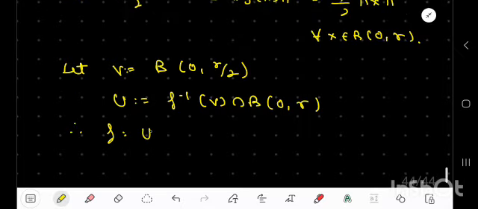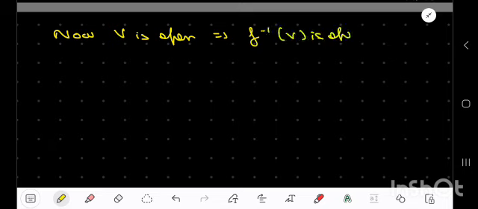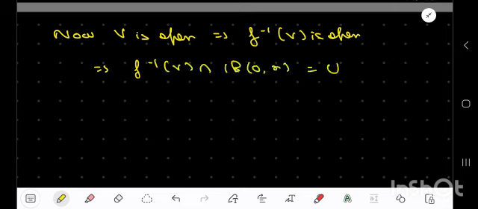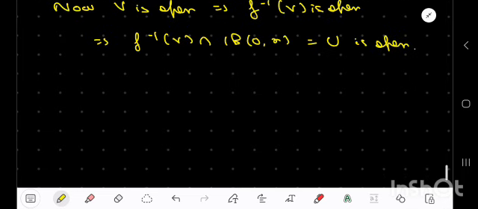Therefore f from U to V is a bijection. Clear? Now V is open, so this implies f inverse of V is open because f is continuous. This implies f inverse of V intersection B_0(r), an intersection of two open sets, which is equal to U, is open. Fine. Basically, if something is open relative to a ball around the origin, it is open in R^n.